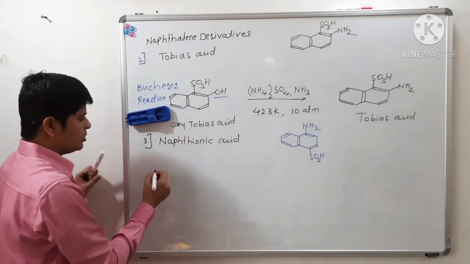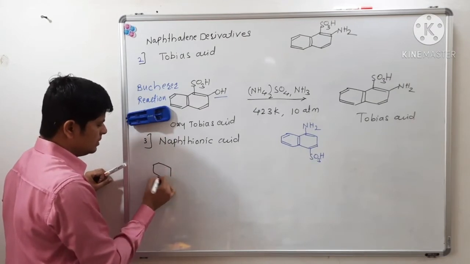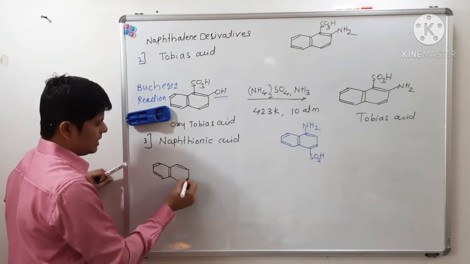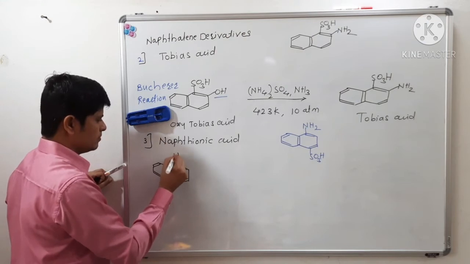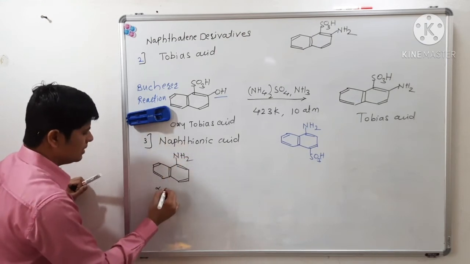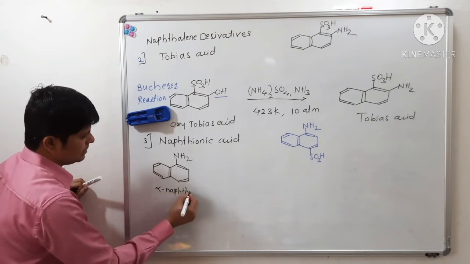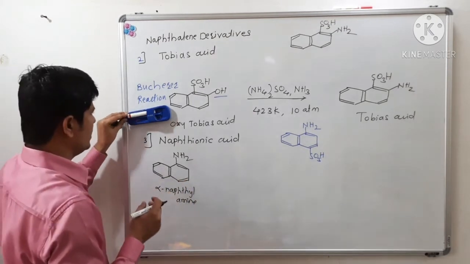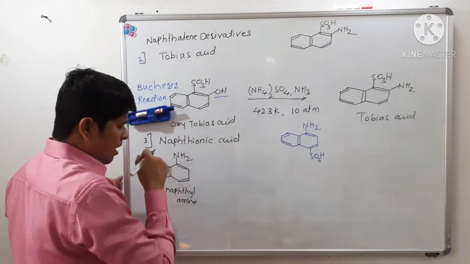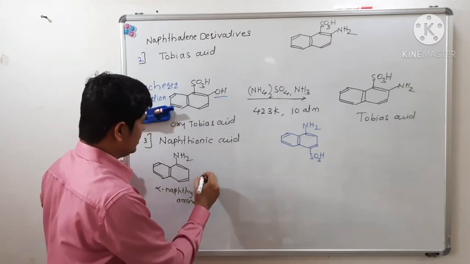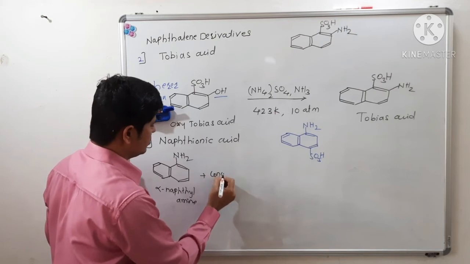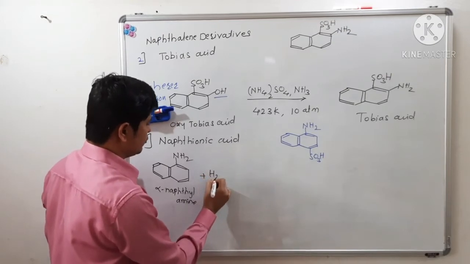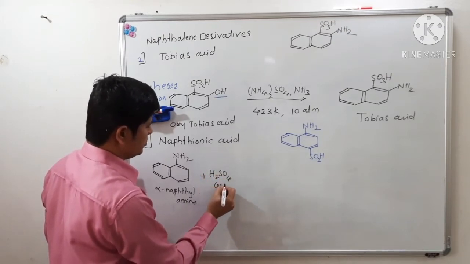For the preparation of naphthionic acid, we have to start from alpha naphthylamine. Now this alpha naphthylamine is reacted with concentrated H2SO4.